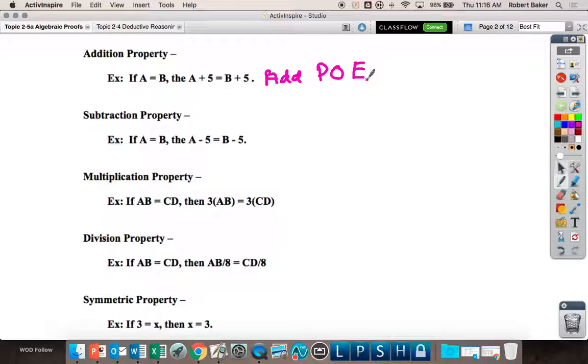Okay, then Andres already kind of hit this one. If A equals B, why does B equal A? That's symmetric, right? They are symmetric to each other. There's a line of symmetry between those two expressions. The symmetric property of equality. Number 6, it says if A equals B, then A times C equals B times C.